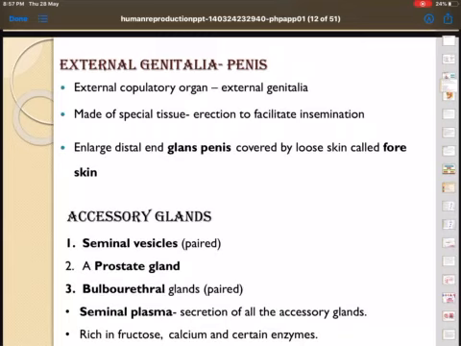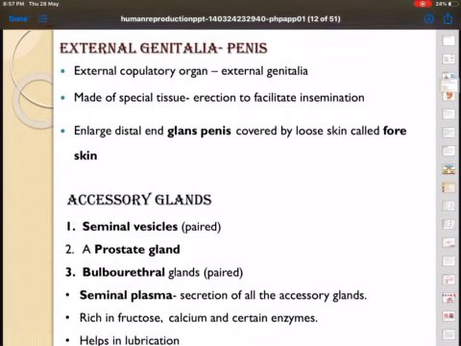And the external genitalia is called the penis. It is a copulatory organ and it is external in nature. It is made up of special tissue that helps in erection and to facilitate insemination, the transfer of semen from the penis to the female reproductive tract. The enlarged distal end, the glans penis, is covered by loose skin called foreskin.